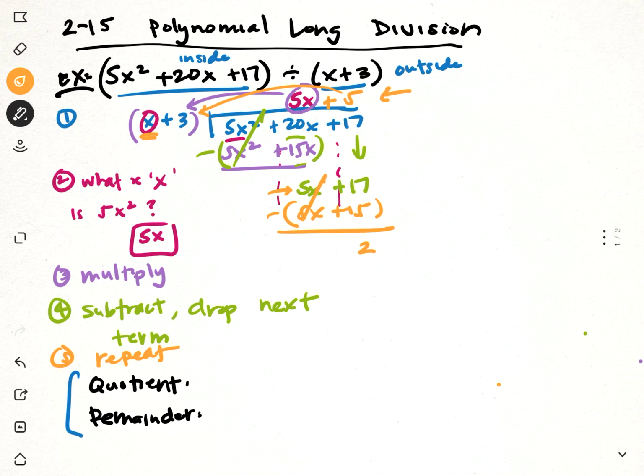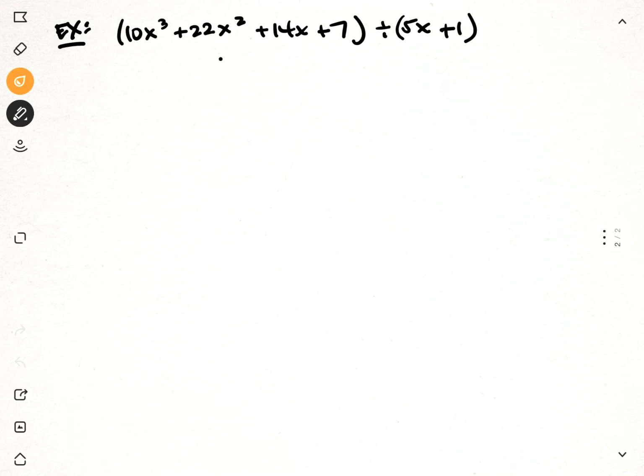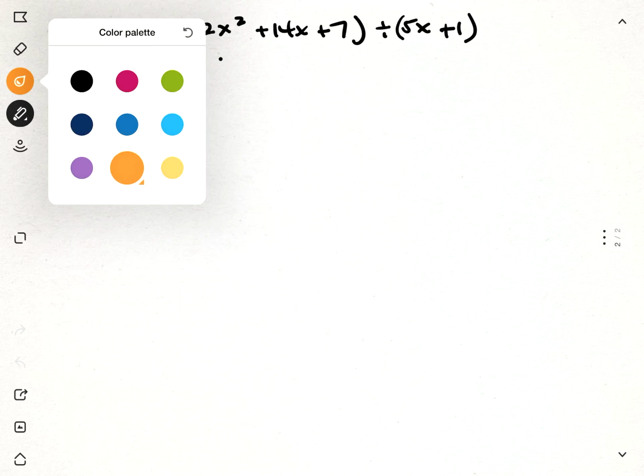Notice that we've reached the end, right? We're at our last term. 2 is going to be our remainder, and whatever is left on top will be our quotient. So our quotient here is 5x plus 5. Our remainder is 2. Okay? Let's do one more example, and then that'll be it for today.